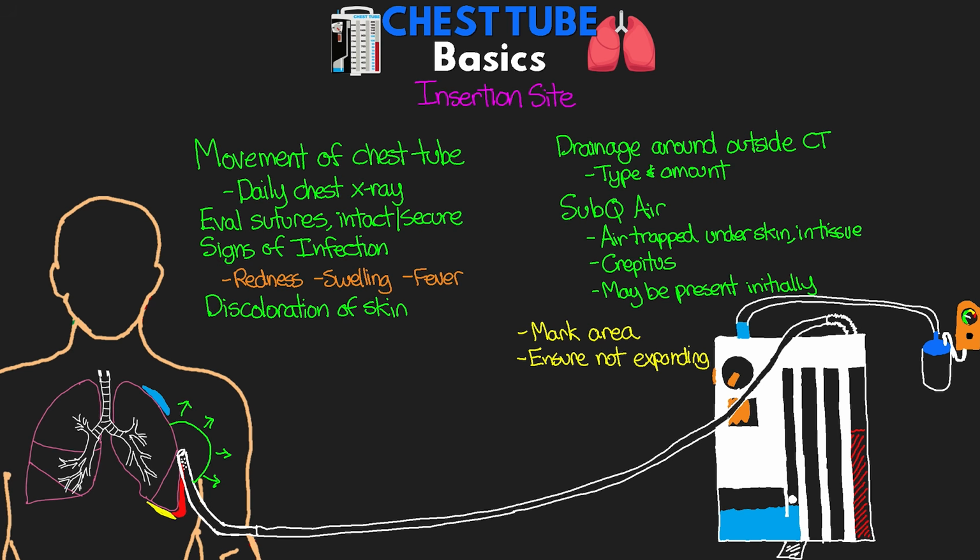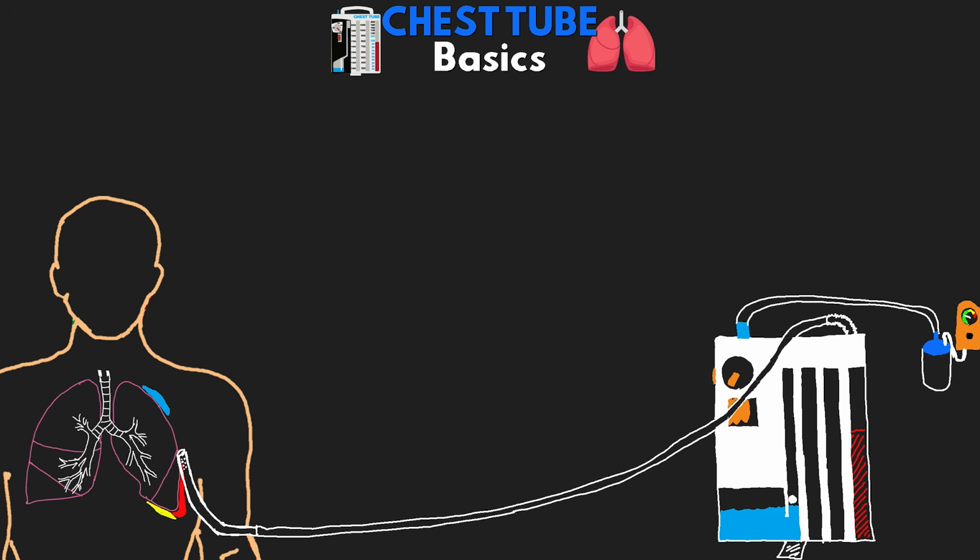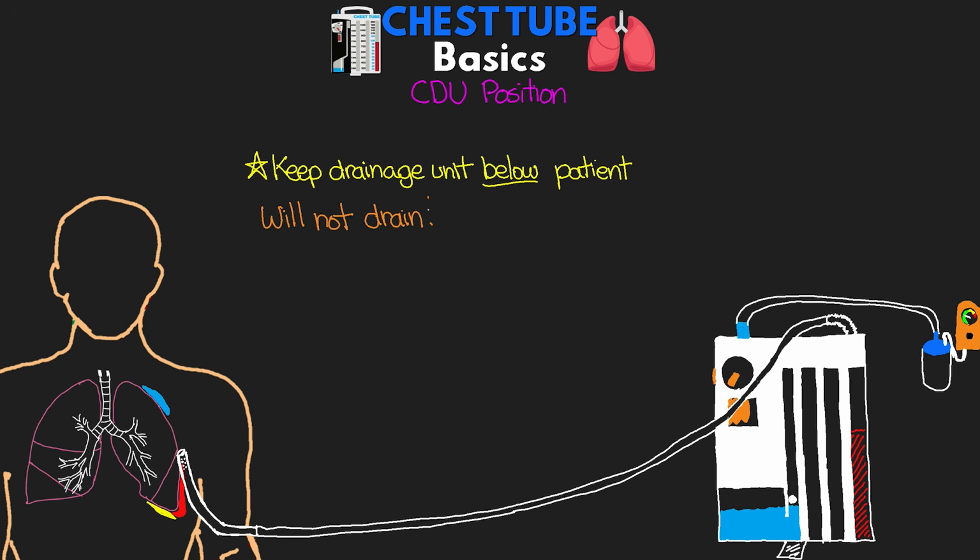All right, so now let's talk about some of the things with our actual drainage unit itself. And the first thing is actually going to be the position of it. It's really important that we have the drainage unit below the level of the insertion site and below our patient essentially. The reason for this is if we're above this point, then we're just not going to have drainage coming out from our patient, and that's the whole point of having the chest tube.